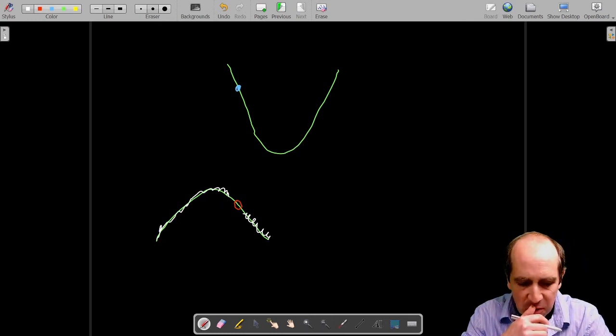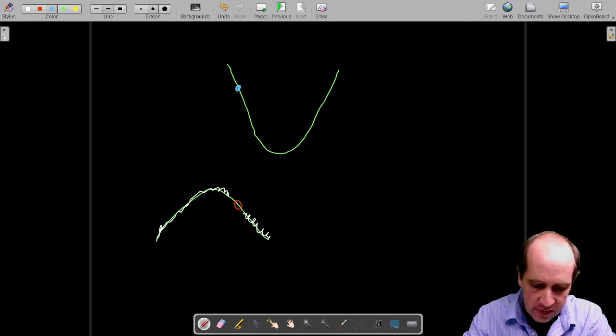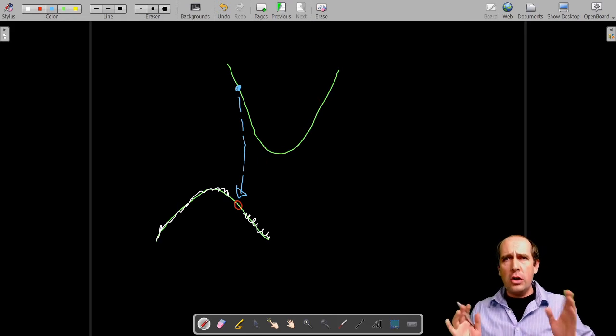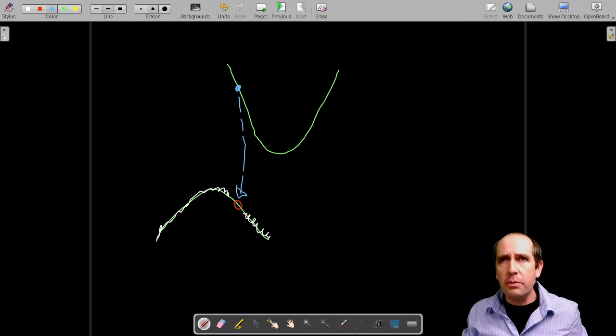And let's assume that the rest of the valence band is occupied. So the question is, what will happen now? Will these electrons try to recombine with the hole? In principle, that's allowed, at least by energy and momentum conservation. That is something that can happen.